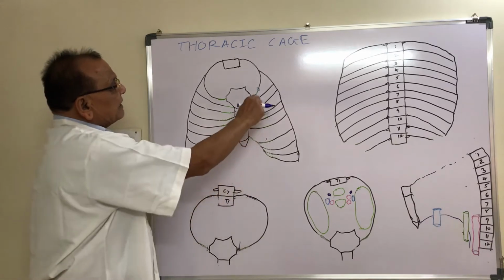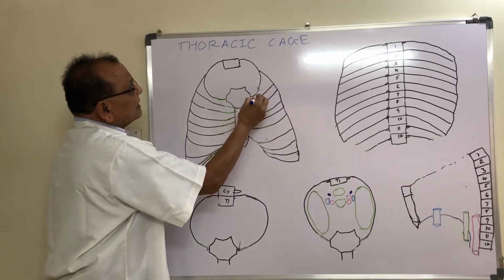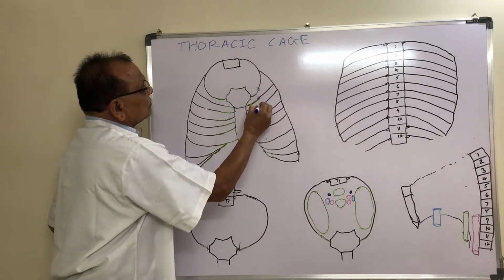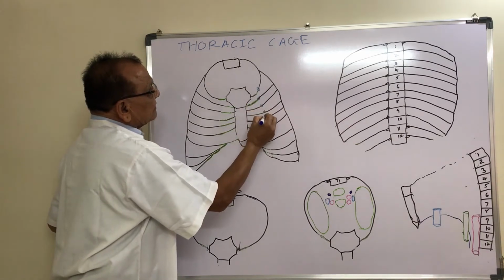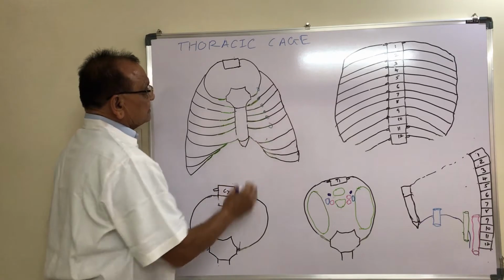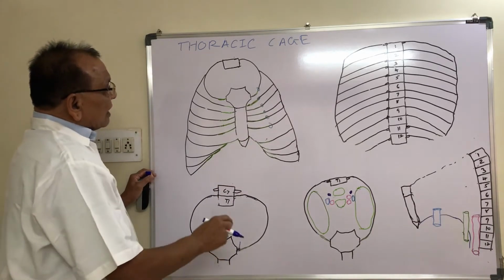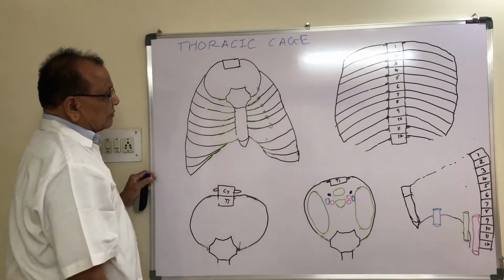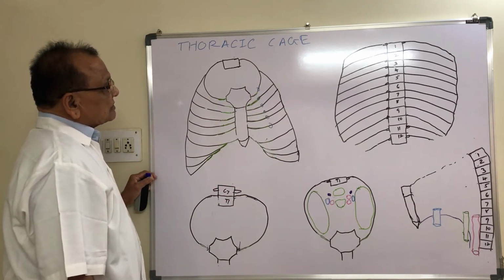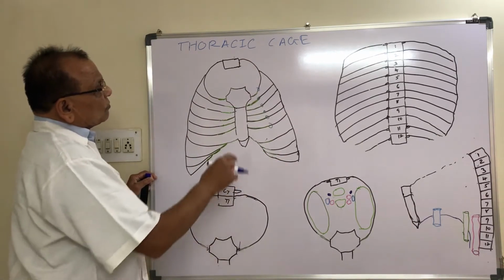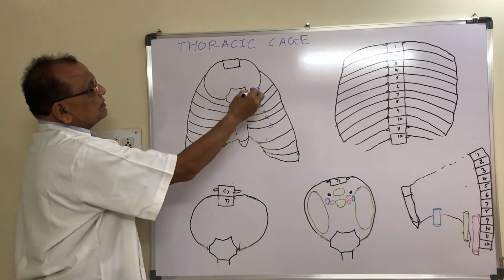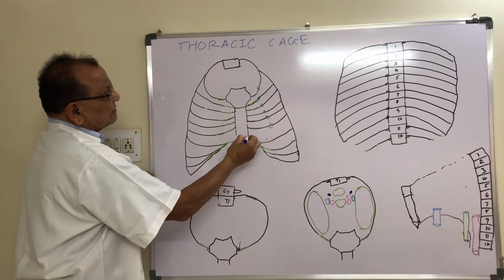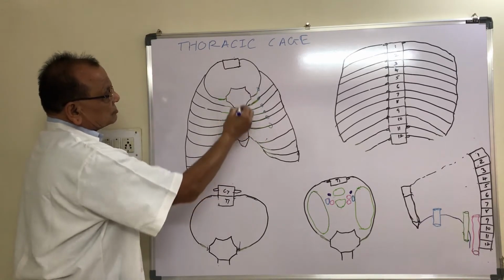Similarly, the anterior end of the other ribs makes the costochondral joint with their own costal cartilage. Now, the ribs are 12 in number. Suppose you see the upper 7 ribs. The costal cartilage of the upper 7, meaning first, second, third, fourth, fifth, sixth and seventh, is articulated with the sternum.